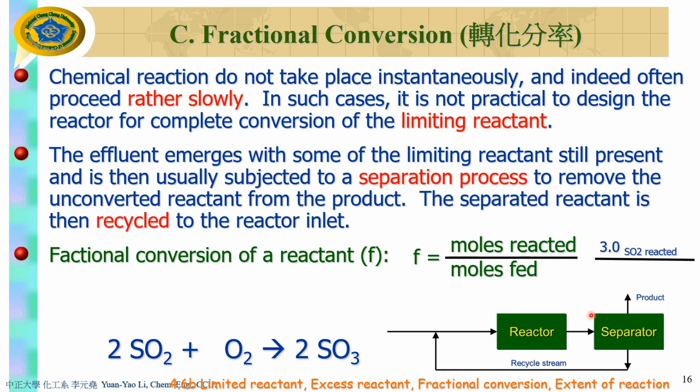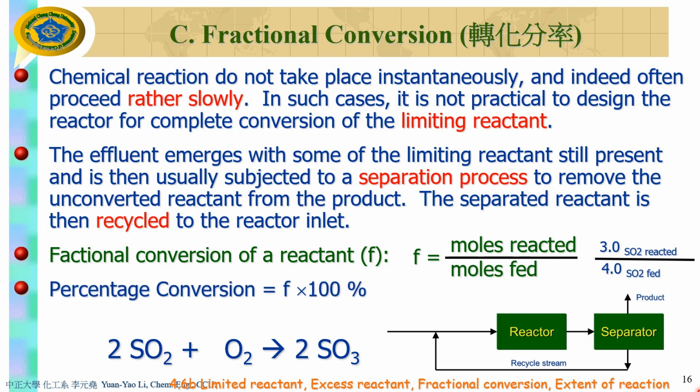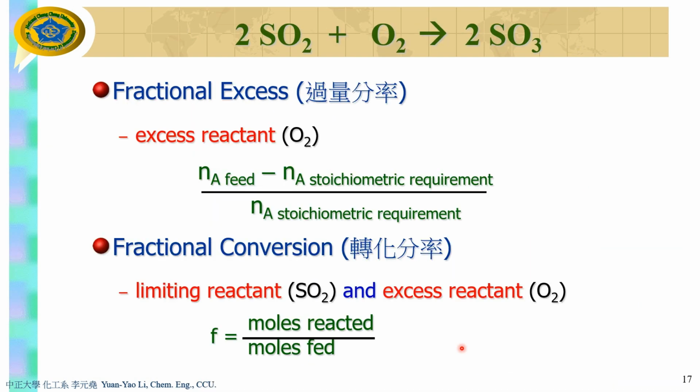Okay, for example, 3 moles was reacted, and you fed 4 moles of the SO2 into this reactor, into this process. So the fractional conversion will be what? Will be 75%, right? And then the percentage conversion will be F times 100%. So this will be 0.75, and this will be 75%. Okay, this is easy.